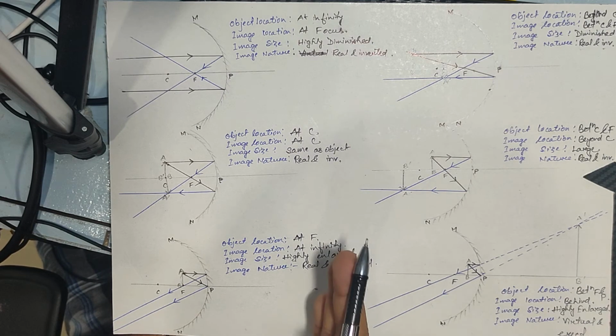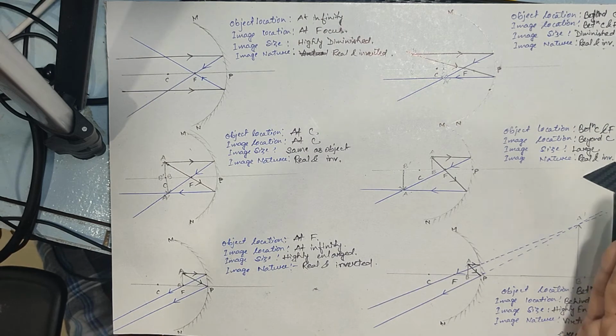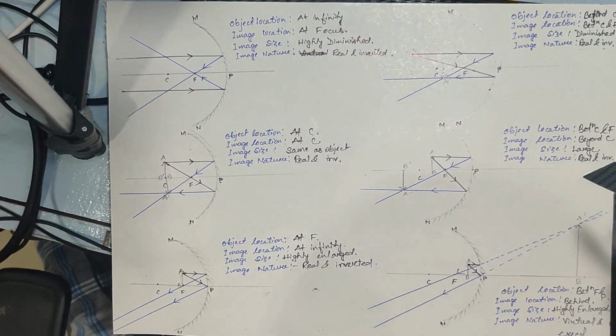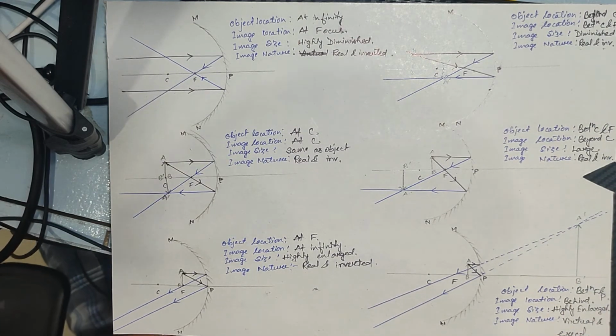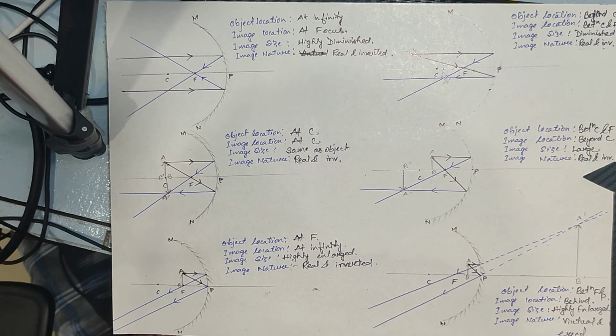You see, in front of the mirror the image is real and behind the mirror it is virtual, and it is erect. Here you see the object is erect, and A dash B dash is also erect like the object. So these are the 6 different ray diagrams of the concave mirror. And for the convex mirror we have different ray diagrams that will be done in the next videos.